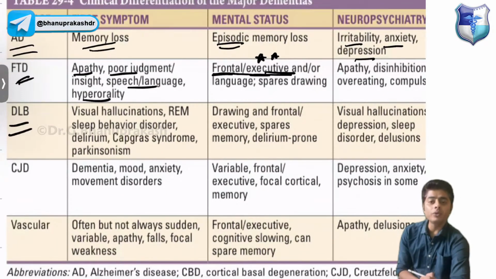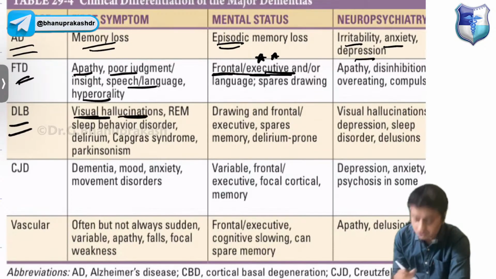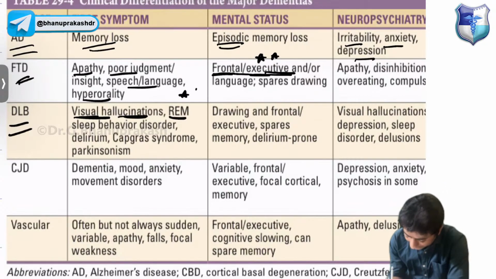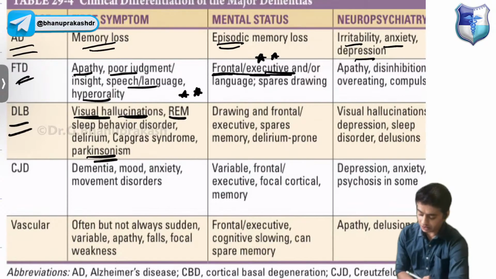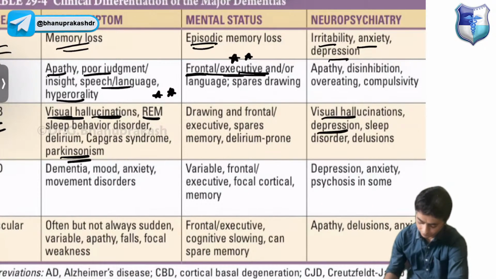Next is your diffuse Lewy body dementia. In this, first is your visual hallucination. And we all know that DLB is a part of alpha-synucleinopathies. So it also has REM behavior, and Parkinson features will also be there. Okay? See, visual hallucination, depression.